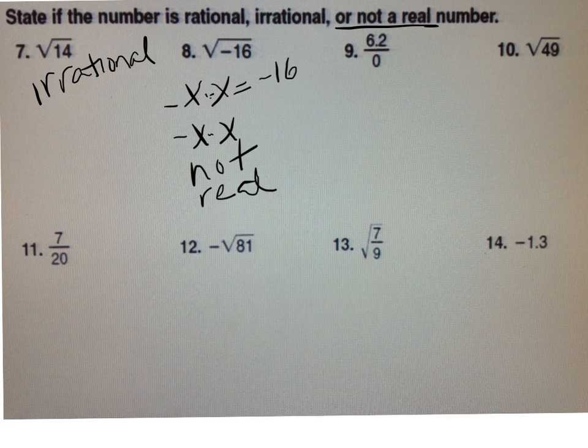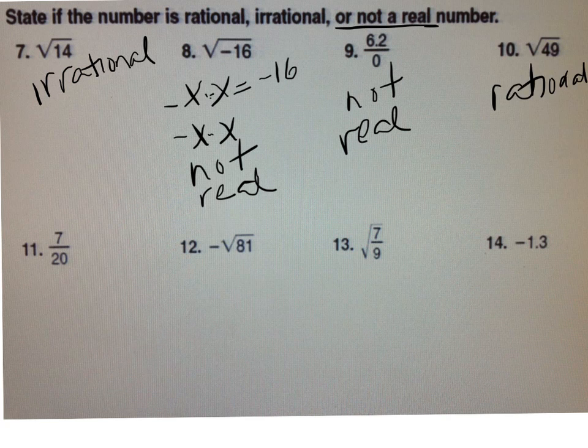Okay, 6.2 over 0. That doesn't even exist. You can't divide by 0. You can't divide something into 0 groups. That doesn't exist. So that one is also not real. And number 10, square root of 49. 49 is a perfect square, so the square root of that is an integer, and integers are rational numbers. Okay, so you have to look at each situation and decide what that value is going to be, and then categorize it. And I want you to go ahead and try the next 4 problems.